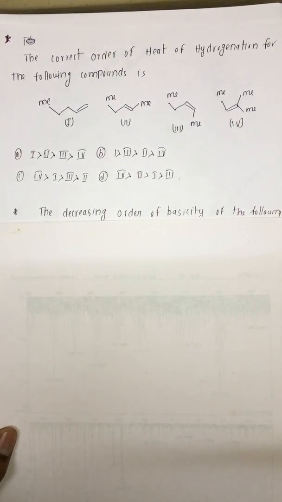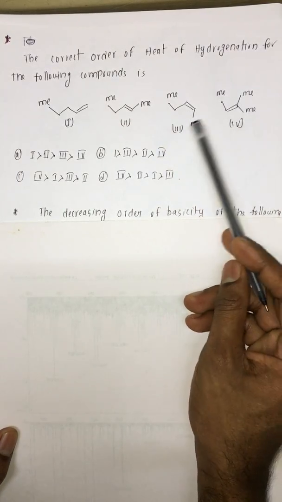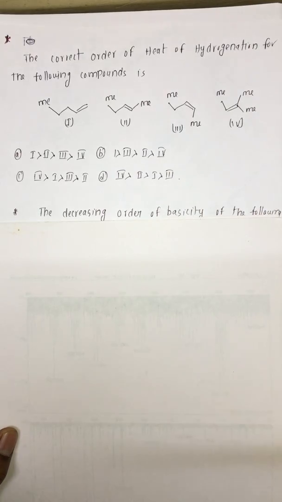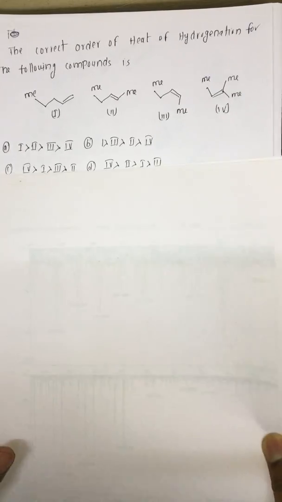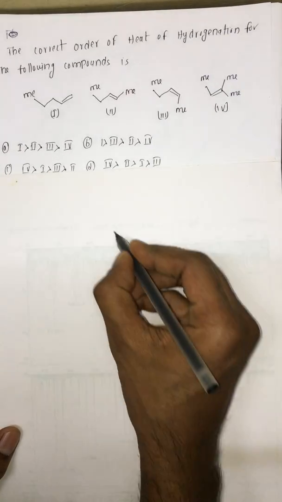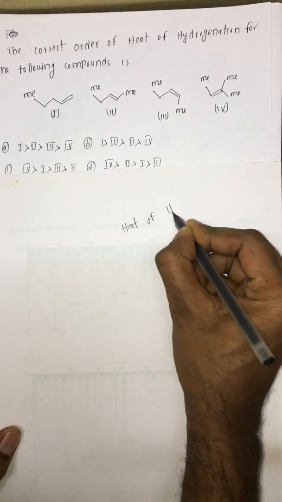Today we are going to solve some of the previous CSIR questions. So this is the first question. The correct order of heat of hydrogenation for following compounds. They have given 4 compounds, so we need to identify which is the correct option. So before going to answer this question, first we need to know about the heat of hydrogenation.